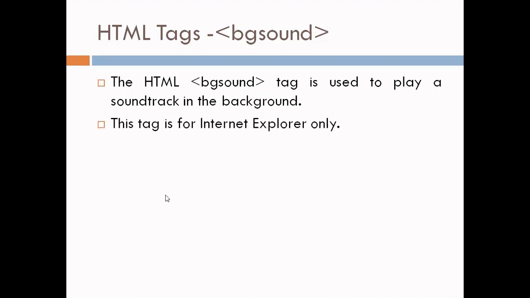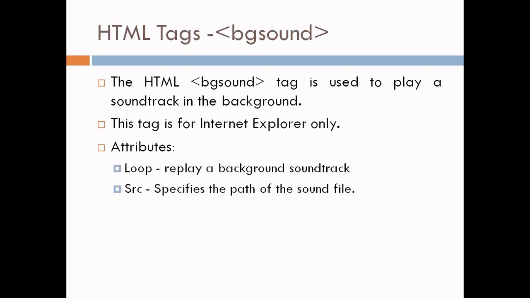So the bgsound tag is used for only Internet Explorer. Whenever we are using a bgsound, at the same moment we must run that file in Internet Explorer only. The attributes are loop and SRC.